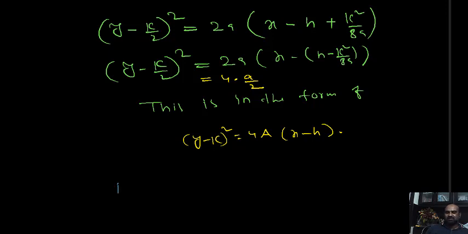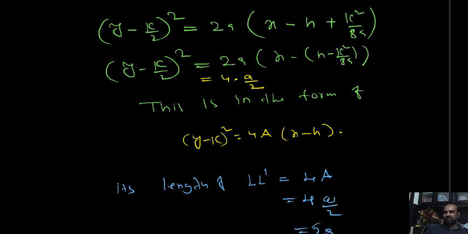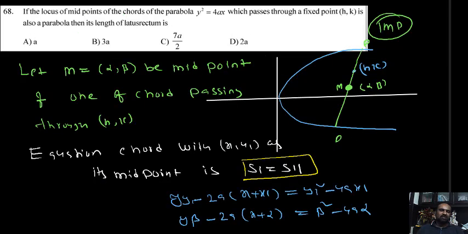So its length of latus rectum LL dash equals 4 capital A, where capital A is a by 2, that is equal to 2a. Now I can say that the locus equation is a parabola whose length of latus rectum is equal to 2a. I hope you people understood. So my answer is option D, 2a.